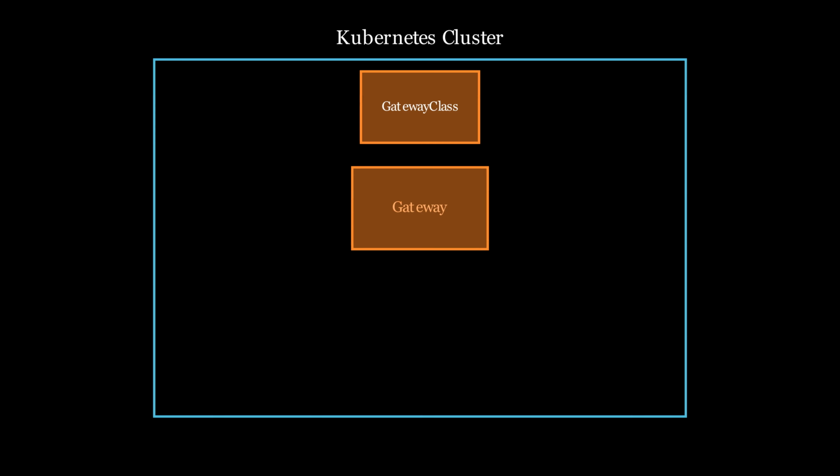The Gateway is a namespaced resource that represents a load balancer operating at the network edge. It implements the configuration specified in the GatewayClass and provides an actual load balancer, or proxy, for routing traffic.